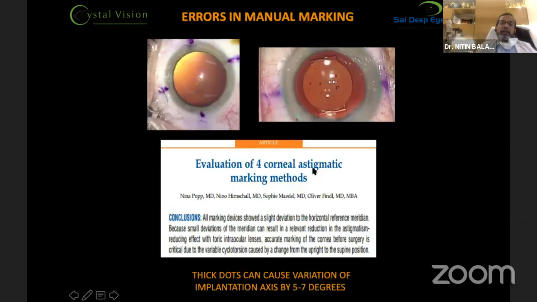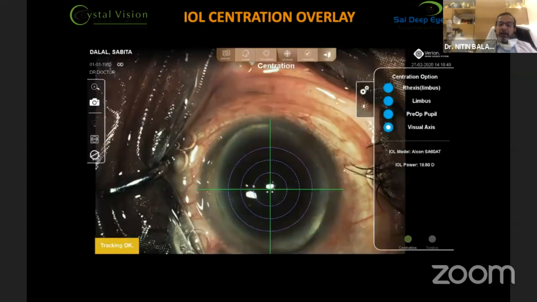So it's very important to note that there can be an error of about 5 to 7 degrees when you use the normal conventional marking with an ink because of the smudged markings on the cornea. Now, this can give rise to a lot of residual cylindrical error in spite of using a toric IOL. This is therefore negated when you are using an overlay with a Verion. The final centration of the lens, again centered depending on the visual axis or the pupil or the limbus, can be achieved as planned with the help of the overlay, which is very important in multifocal and aspheric IOL.